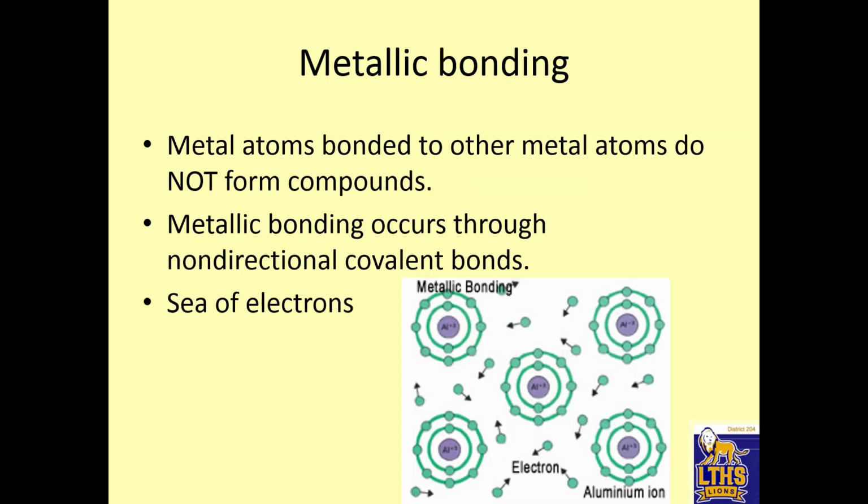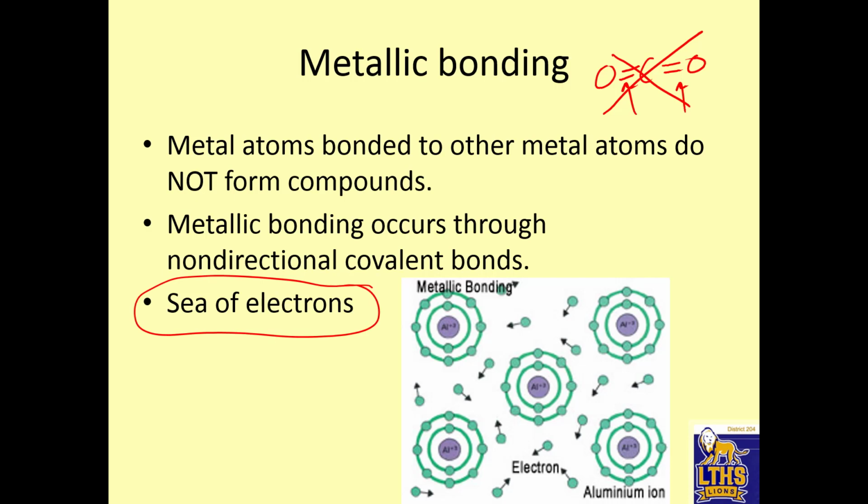So what model can we use to explain metallic bonding properties? So metal atoms bonded to other metal atoms are not considered compounds. The bonding occurs through, again, non-directional covalent bonds. Now, I say non-directional because when we talk about covalent bonds, we talk about atoms sharing electrons, and they're always set in between the two atoms that are sharing them. This is not what's going on in metals. In metals, all of the metal nuclei line up, and then their valence electrons are shared in all directions with all the other metal cations. So that's what I mean by sea of electrons and non-directional bonding.